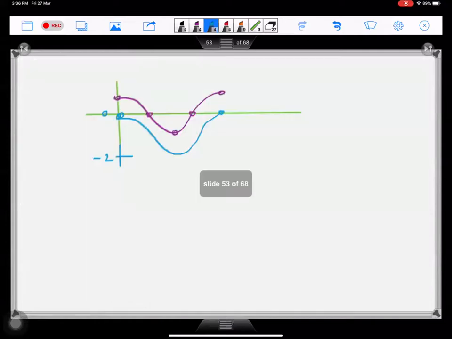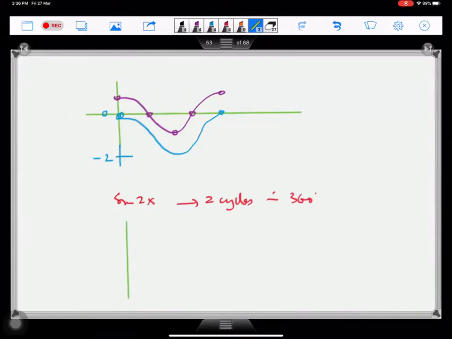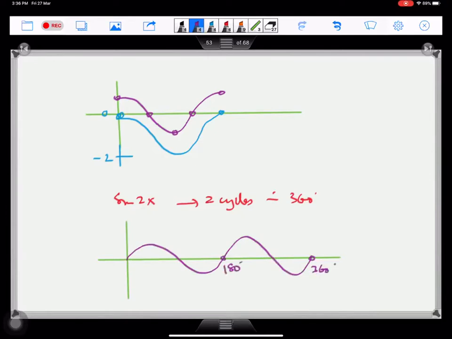Sine 2x. What does sine 2x mean? Sine 2x means two cycles in 360 degrees. So let me just draw two cycles roughly. That's one cycle, and then the other cycle, two cycles in 360. Therefore, one cycle in 180. Maximum is 1, minimum is minus 1.